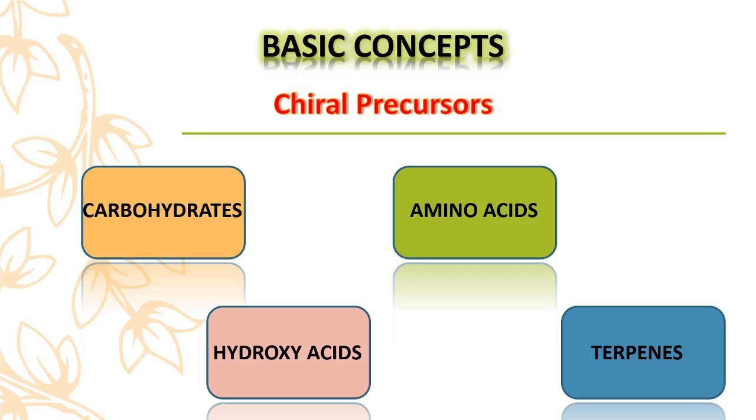So chiral precursor means what? The starting material used to synthesize a target molecule in organic chemistry. For the synthesis of a molecule, the availability of the starting material and also the cost is important in the synthesis. Cost in the market is also important. So the carbohydrate, amino acid, hydroxy acid, terpenes are the chiral precursors. These are natural compounds and they show chirality. That's why by using these chiral precursors we can prepare the molecule that shows biological activity, that is the target molecule.